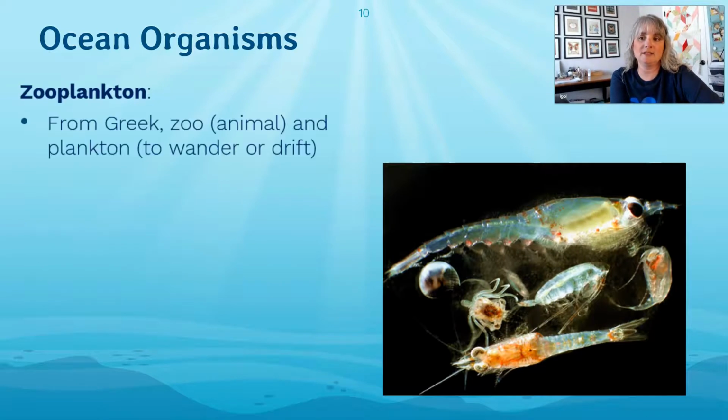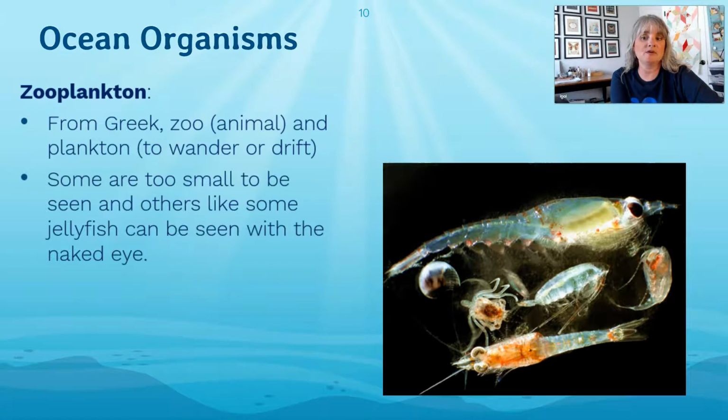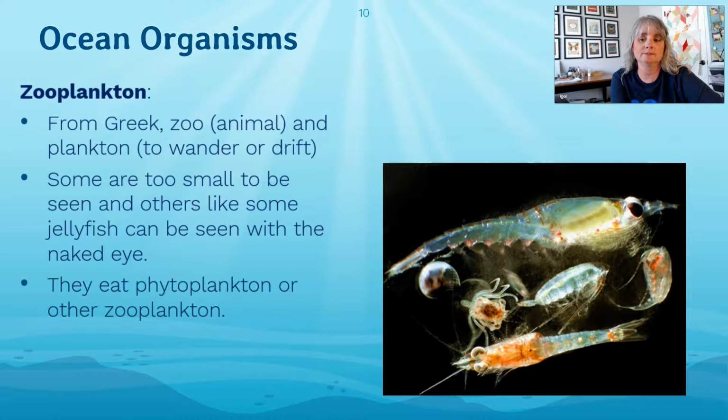All right, zooplankton comes from Greek words also. Zoo means animal, and plankton also means to wander or drift, which is the same. Some are too small to be seen, and some others, like jellyfish, can be seen with the naked eye. Jellyfish can't swim very well. They can squirt water out, but they really rely on currents to move them around. They eat phytoplankton or other zooplankton. So they are kind of like insects, where insects eat other insects a lot of times. So zooplankton can eat phytoplankton or plants or other zooplankton.